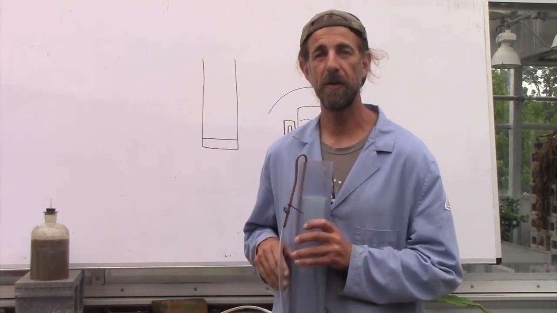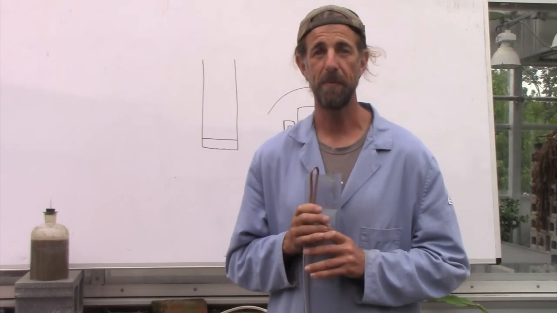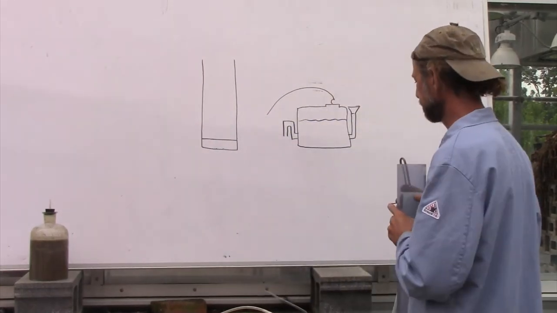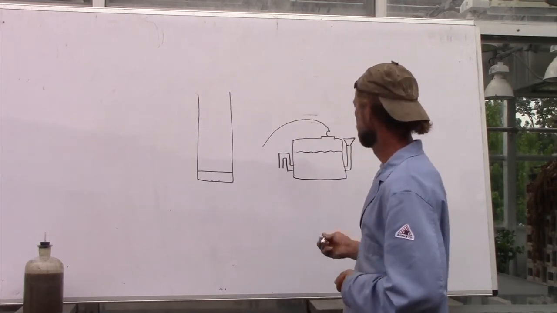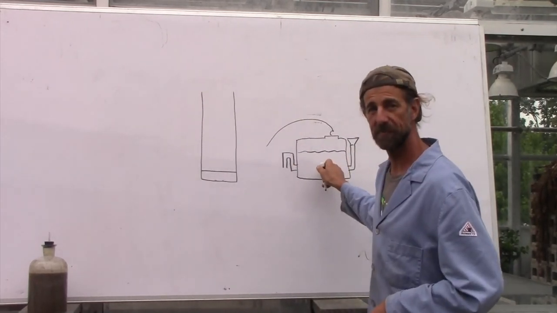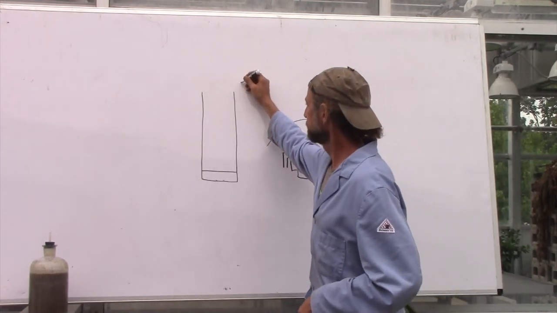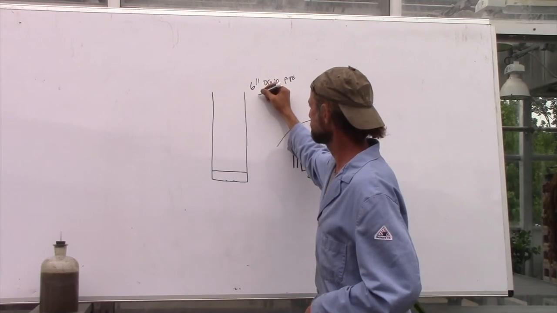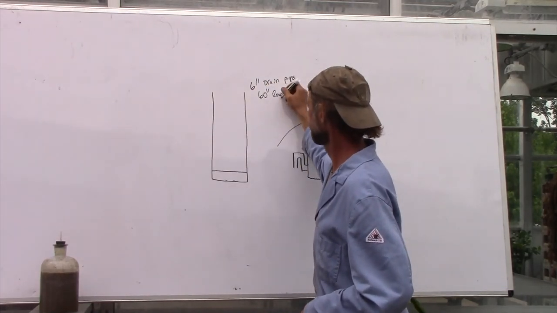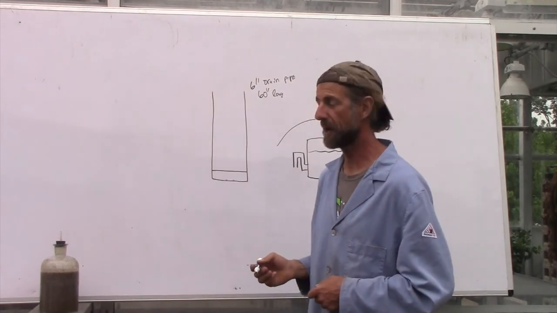So our latest version is much larger, and for that we're just using PVC drain pipe. I'm going to draw you a picture of that here on the board so you understand how that works. We've got our digesters, our 7.5-liter digesters, and then we took a piece of 6-inch drain pipe. And inside of that, I've got a piece of 4-inch drain pipe that's going to be the gas collector.